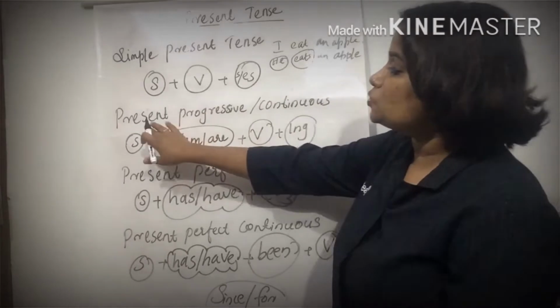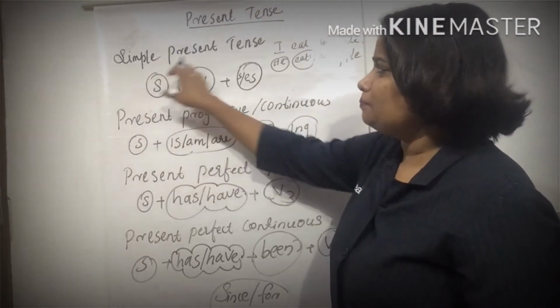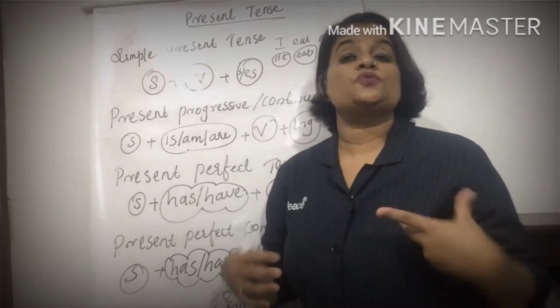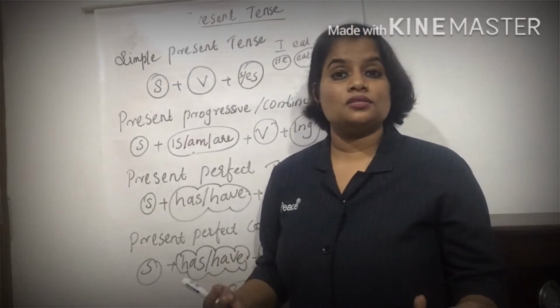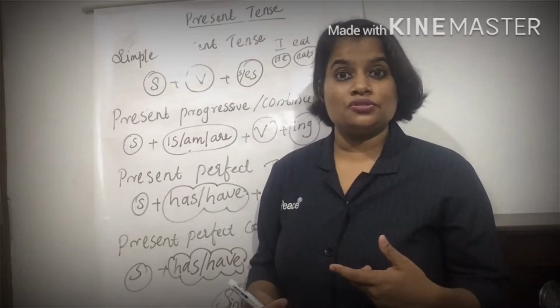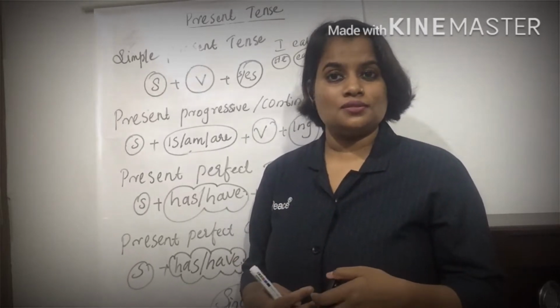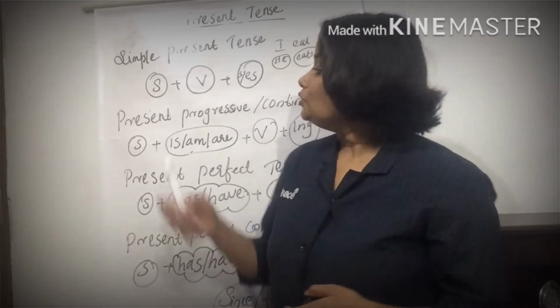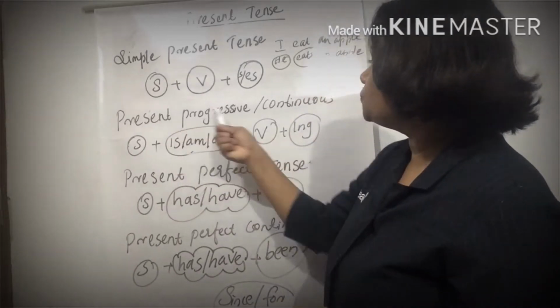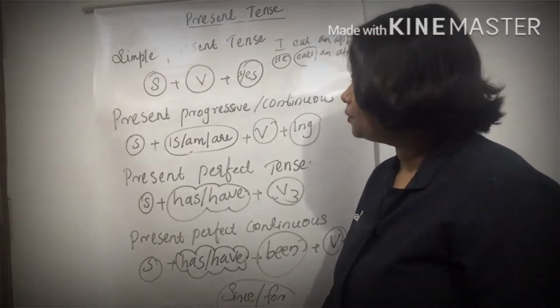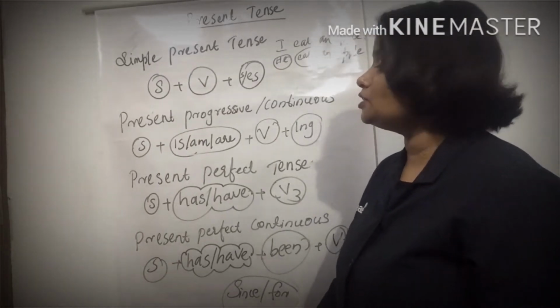Okay, for the simple present tense, we have different kinds of uses. You can express your likes and dislikes, you can express universal truths, and you can describe habitual actions. Okay, so the next one is the present progressive or present continuous tense.